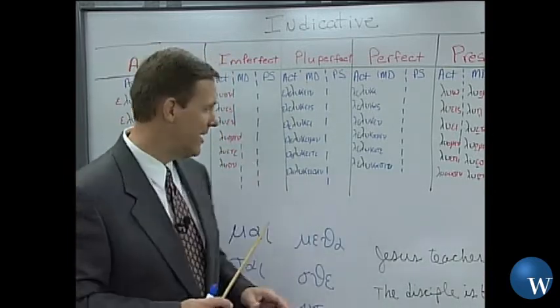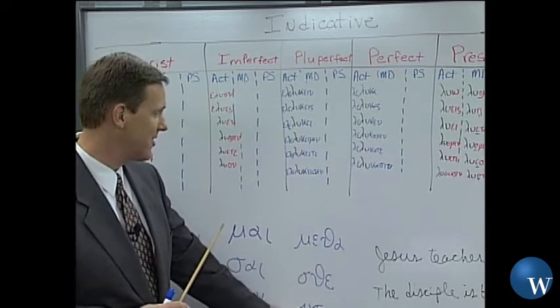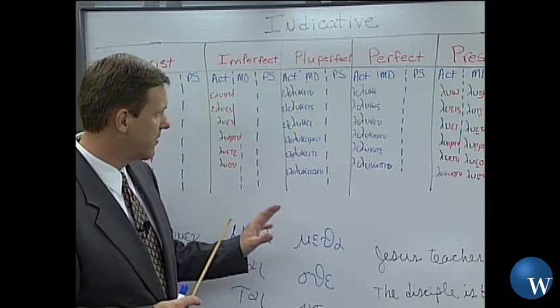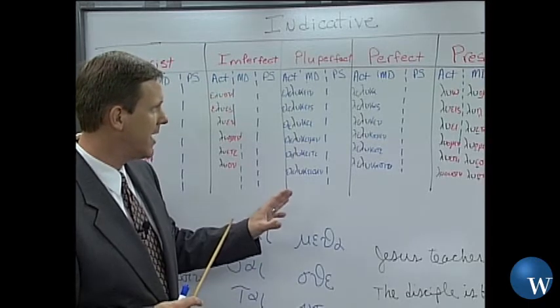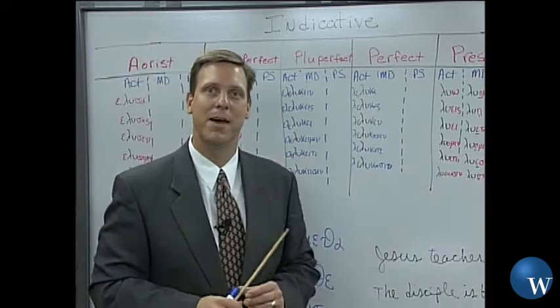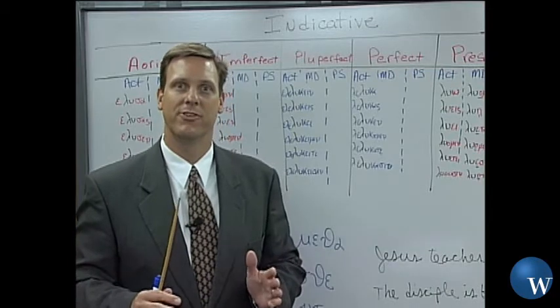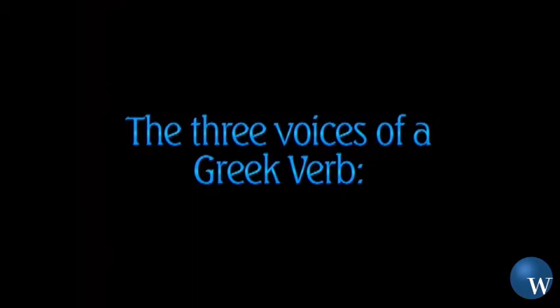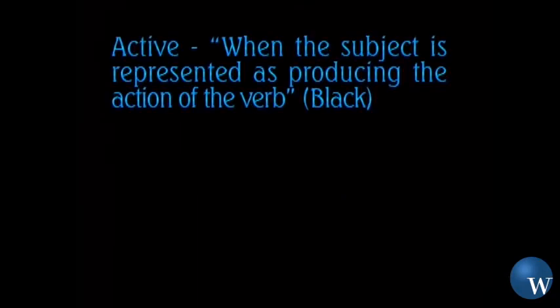But for right now, go ahead and just keep these in mind. Masatai, methasei, entai. Now, we've learned those endings. Get those in your mind. Let's talk a little bit more now about middle and passive voice and what that has reference to, and active voice. Let's take a look at a few charts now as we think about the three voices of a Greek verb.